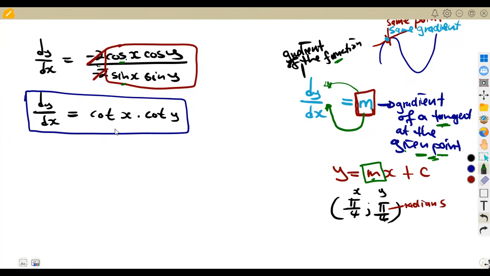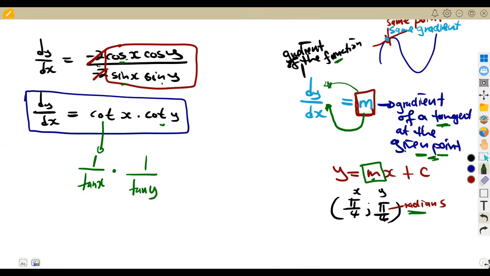But remember, we can't access cot on our calculator directly. We are going to change this to cos x over sin x and cos y over sin y, or we change cot x to 1 over tan x, times cot y, which is the same as 1 over tan y. But remember what I said about radians.